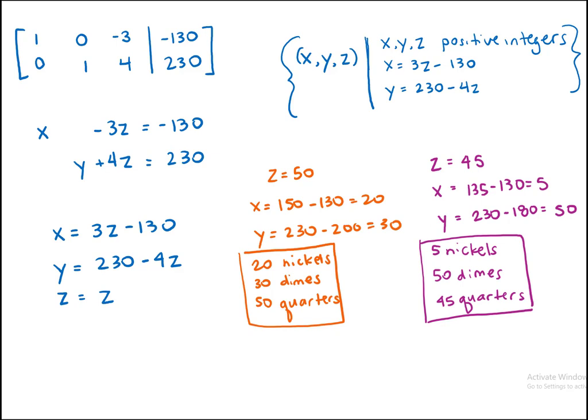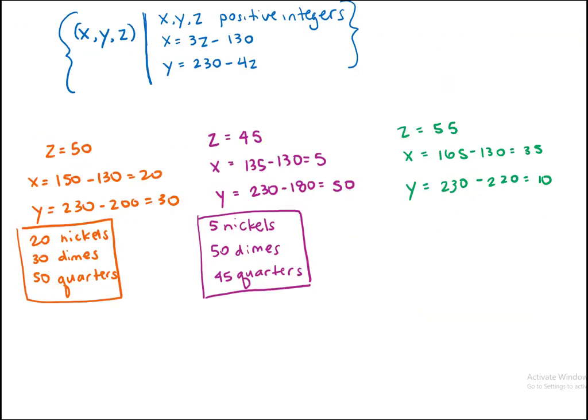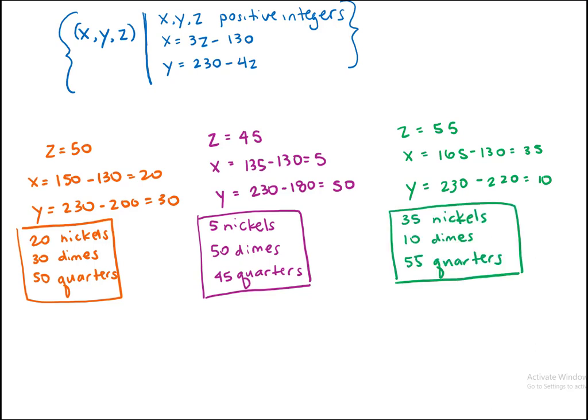And let's find one more solution. And when I plug in z is equal to 55, I get x is equal to 35 and y is equal to 10, which is also valid values. And that translates into 35 nickels, 10 dimes, and 55 quarters. And so we've come up with 3 possible solutions for this. Why don't you practice finding one more solution on your own?